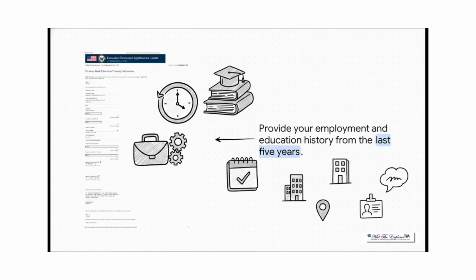And then we get to your work and school history for the past 5 years. Now, this is a super important part because it's how you show that you have strong ties to your home country, a life and a career to come back to. So have your employer's info and your job details ready to go.